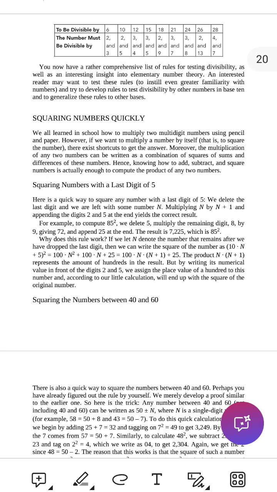3. Meaning of each part. The part 100 times n times (n plus 1) is the main part of the answer. The 25 at the end is always there because we're squaring a number that ends in 5.